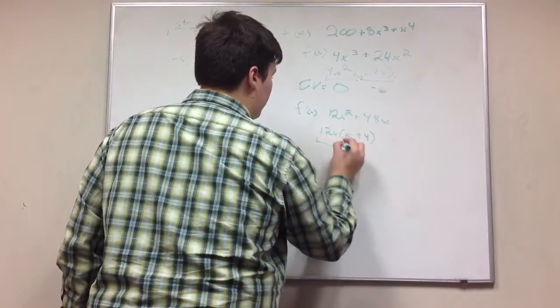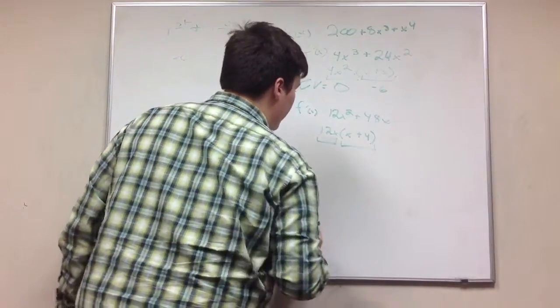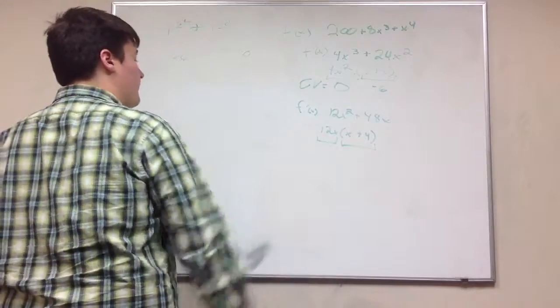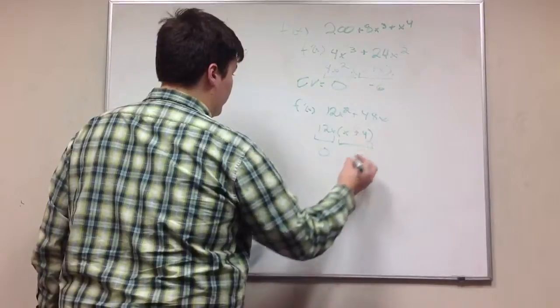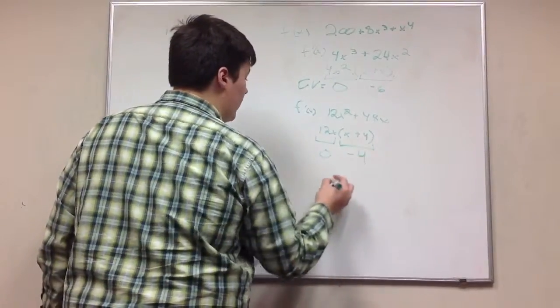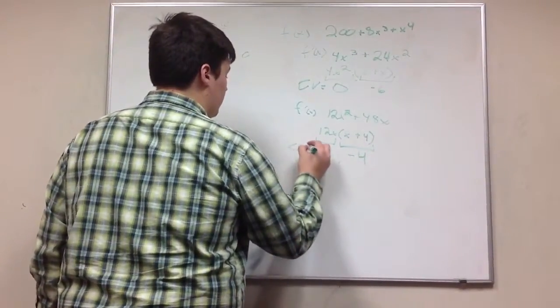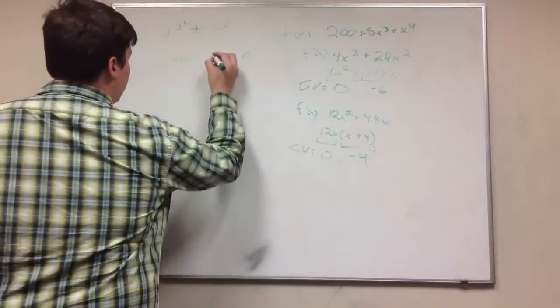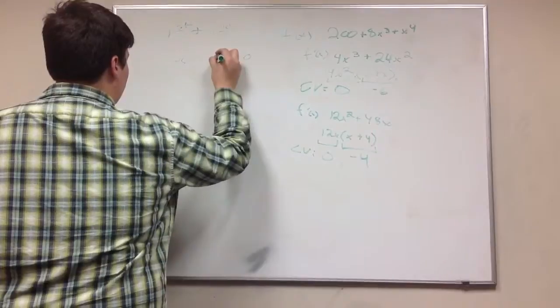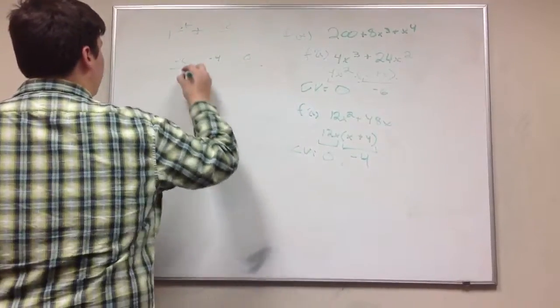And again, we're just going to find the critical values when this is 0, and that of course is 0, and negative 4 plus 4 is 0. So we're going to get some CVs of 0 and negative 4. Now the only new one we have is negative 4. We don't need to put the 0 down again because we already have that.